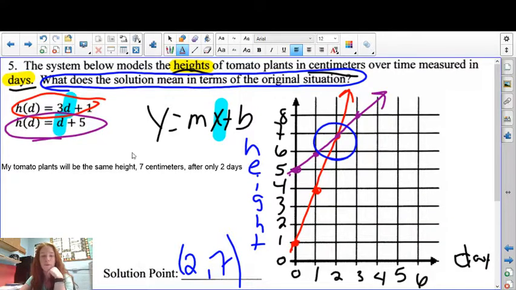The reason I say 2 days is if you notice, my x is 2 in terms of days, y is 7 in terms of height. So after 2 days, they'll be the same height of 7 centimeters.